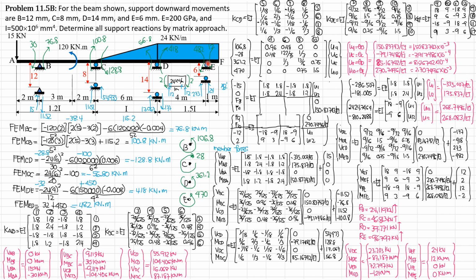Finally, RE is shear ED plus shear EF. Shear ED, where is shear ED? 72.797 plus shear EF 24, adding, so we have 96.797 kilonewtons upward.